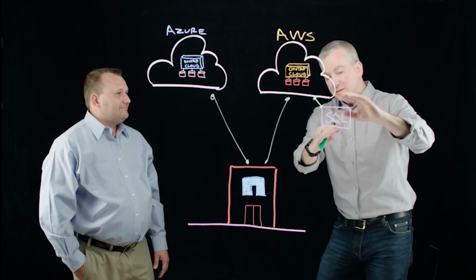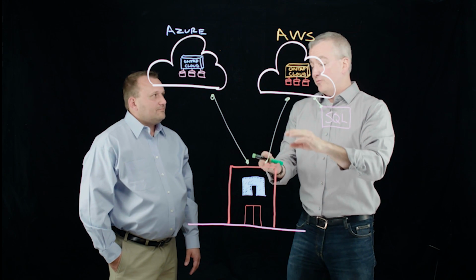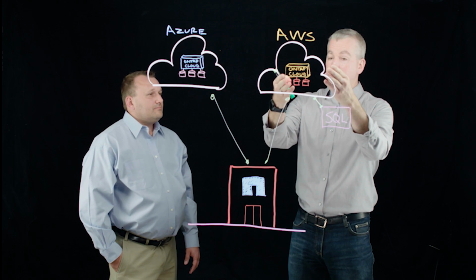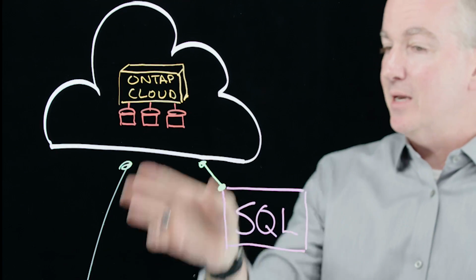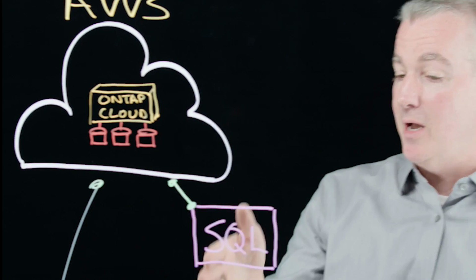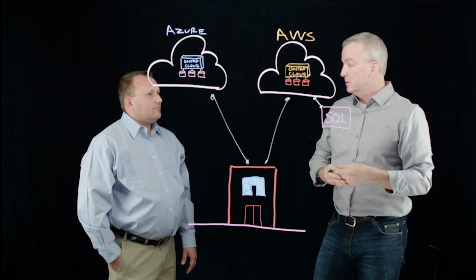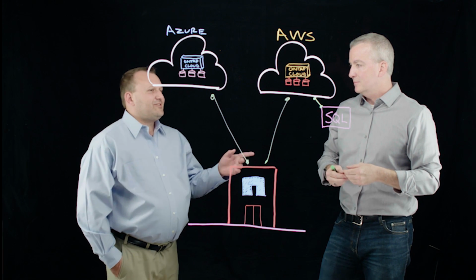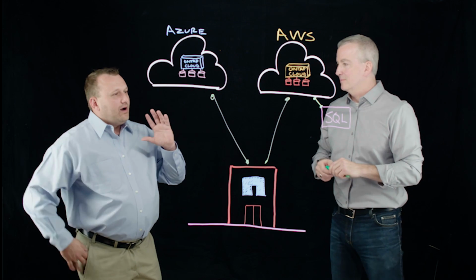We drew out a little example here for a SQL workload. This is where I replicated my LUNs from my on-prem system up to the ONTAP Cloud system. Also maybe files for NFS or SMB. But in this case, I wanted to run my database. So I pull that up to ONTAP Cloud and then run it on a SQL virtual machine up in AWS.